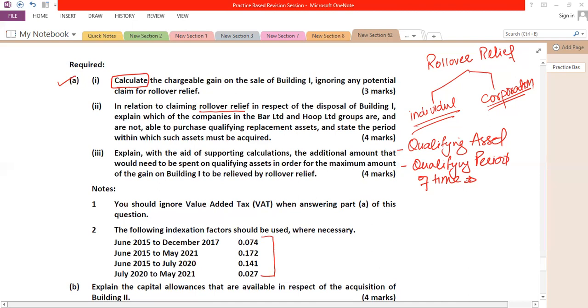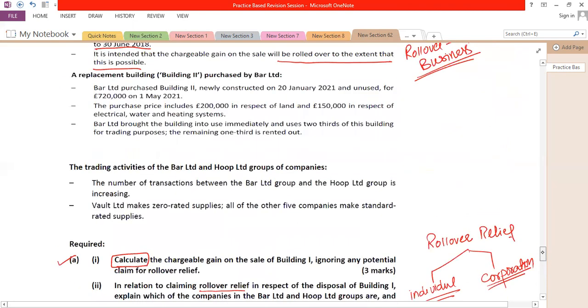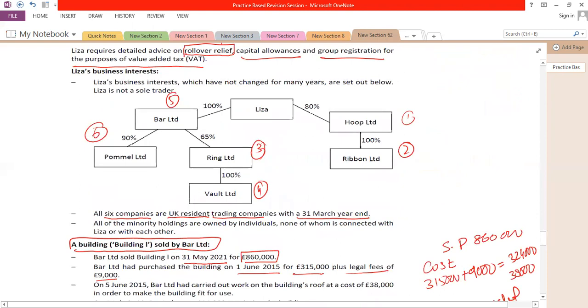So you can see Bar Limited has 90% shares in P Limited. If P Limited sells the asset and buys another asset within the qualifying time period, that would be a benefit, as they can get the rollover relief. But this is not possible for Hoop Limited because the seller is Bar Limited, right?